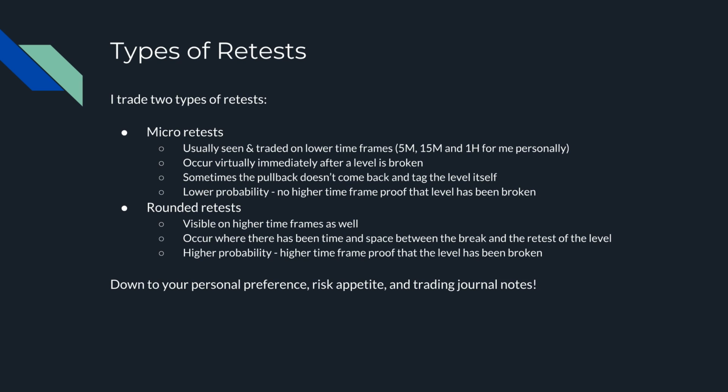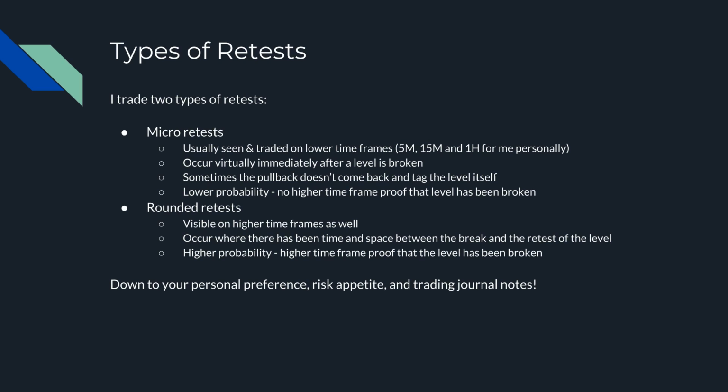I keep it relatively simple and trade two types of structures. So one I call a micro retest. This is usually seen and traded on lower time frames, and these micro retests occur virtually immediately after a level is broken. And in some cases, the pullback doesn't even come back to tag the level itself.